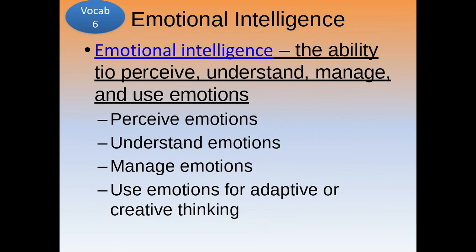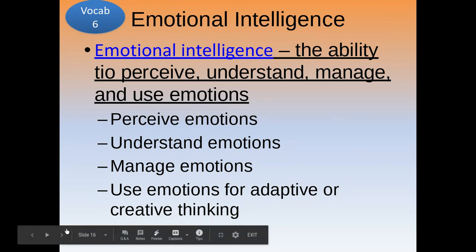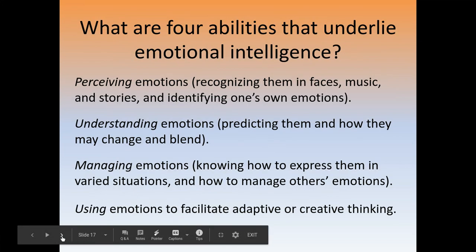So emotional intelligence is the ability to perceive, understand, manage, and use emotions. Oh, I have a typo there. Women are slightly better at this than men, although the genders are going to experience emotion in the same way. But women seem to be a little bit more in tune to understanding their emotions and the emotions of others. So emotional intelligence involves perceiving emotions, understanding emotions, managing emotions, and using emotions for adaptive or creative thinking.